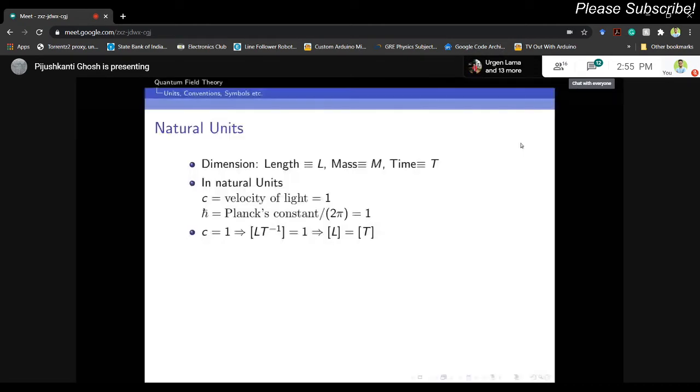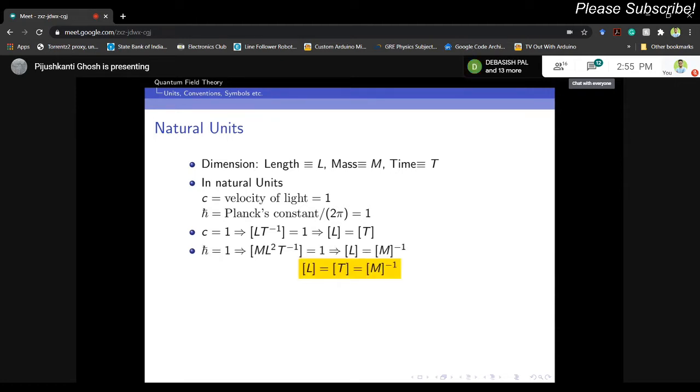Okay, so the velocity of light is equal to 1 implies that LT inverse is equal to 1. So that means in natural unit, dimension of length and dimension of time are treated as equal.